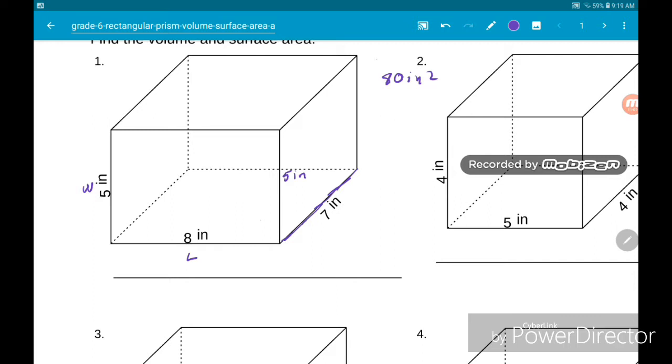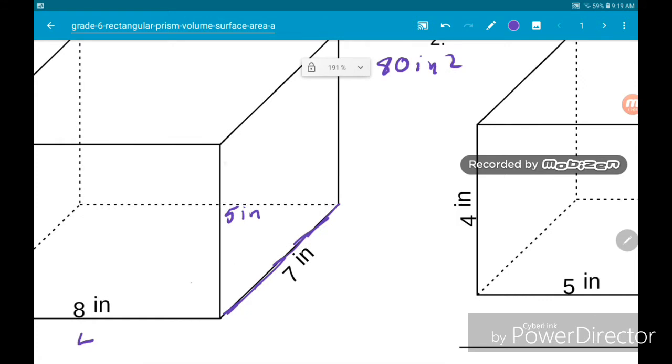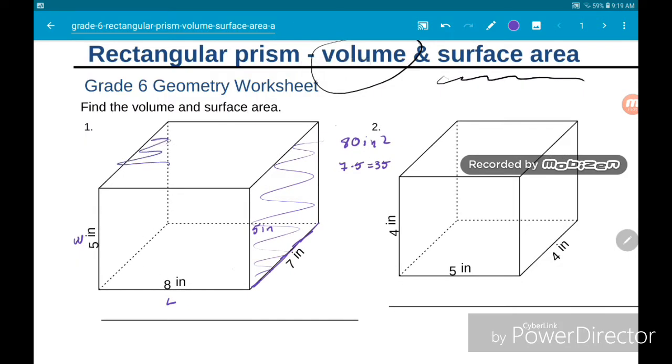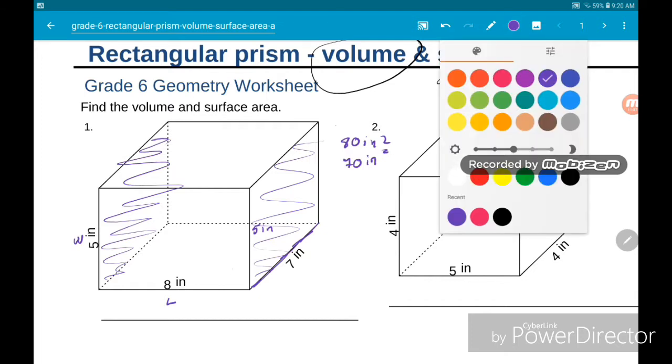Now we're going to do the sides. This side, the base is 7 and the height is 5. So this area over here, 7 times 5, 35. But then there are two sides of that. There's this front and this back. So it's 35 plus 35, or 35 times 2, which is 70 inches squared. So we did that.